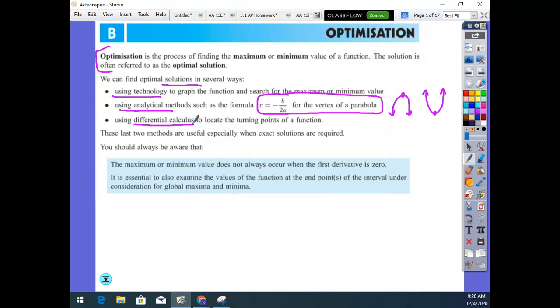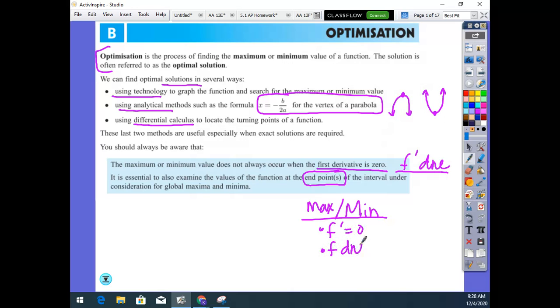So we look for where the first derivative is 0. I also look for where the first derivative does not exist, because that also can be a thing. And you have to use endpoints. The way I wrote this, the max and mins can occur three ways: f prime equals 0, f prime does not exist, or the endpoints. These are the three places we're going to check to find max and mins.